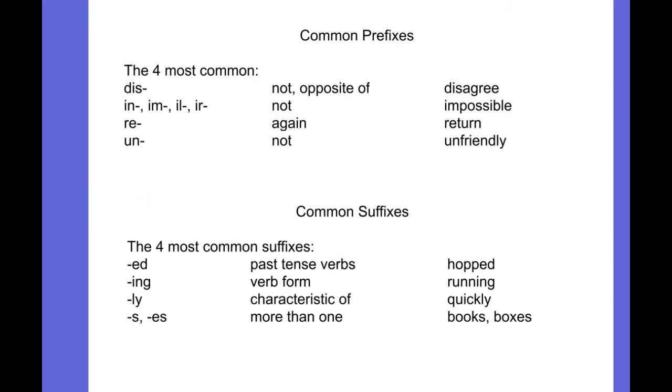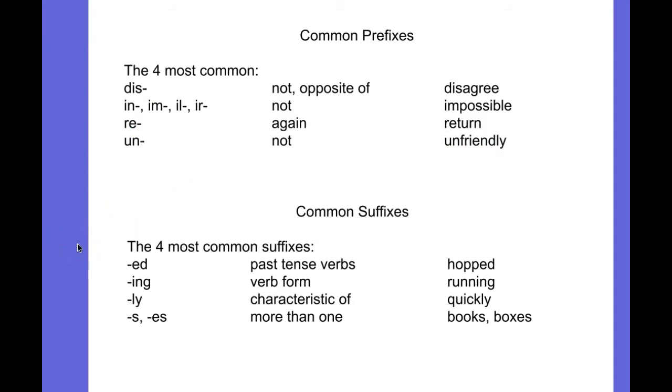And here's some other common prefixes and common suffixes. Look at these suffixes: ed, ing, ly, s, and es. Those things you've been learning your whole life. Some of these: dis, not, opposite of, disagree, the opposite of agree. In, im, ill, means not. Impossible, it's not possible. Re means again, return, to turn again, to give it back. Un means not, unfriendly, not friendly.